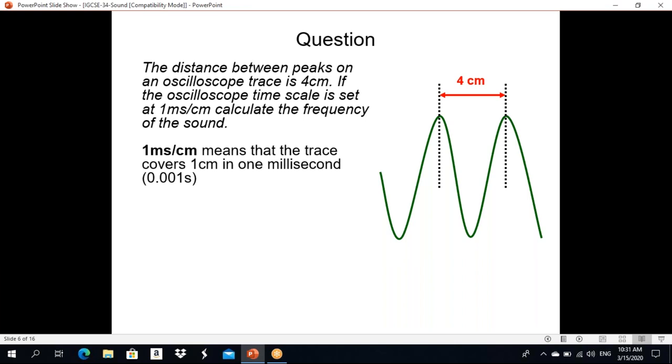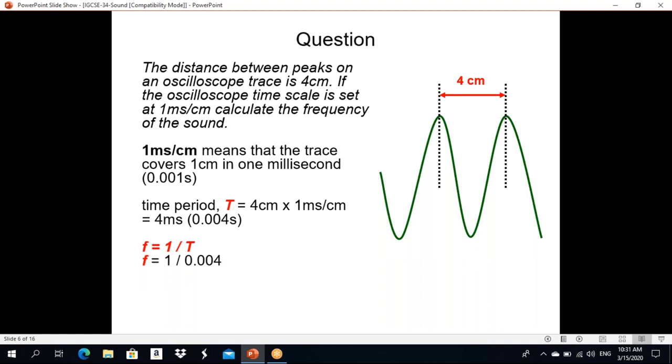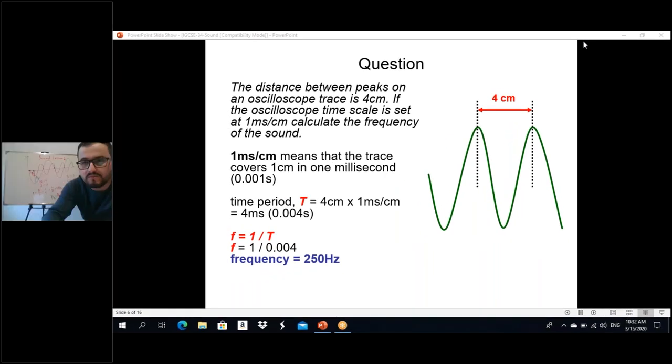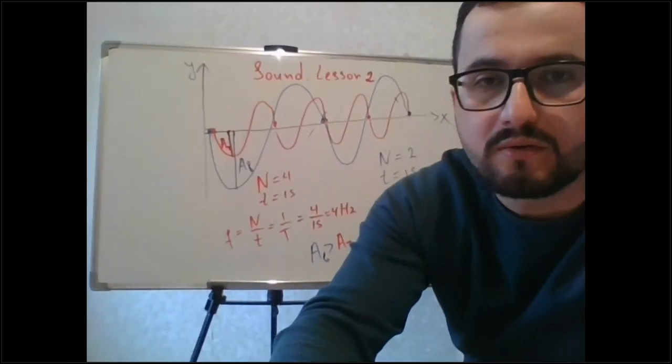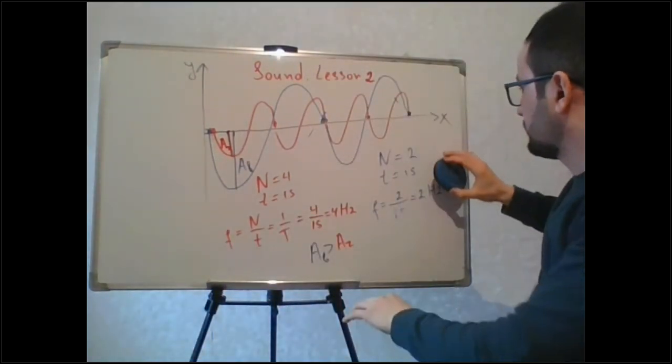So 1 millisecond per centimeter means that the trace covers 1 centimeter in 1 millisecond. 1 millisecond equals 0.001 second. They told that time period on the picture is 4 centimeters. So 4 centimeters times 1 millisecond divided by centimeter equals 4 milliseconds, 0.004 second. So frequency equals 1 over period. 1 over 0.004 seconds, so frequency equals 250 hertz. Okay, so let me explain it on the board. Okay, let me erase this part.